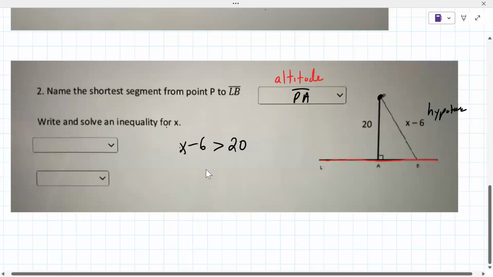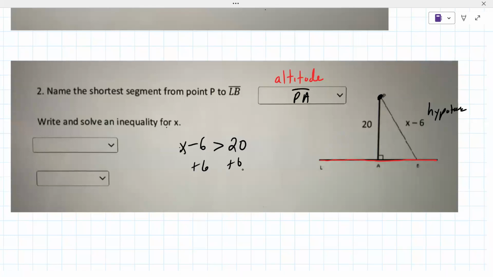And so to solve this, you're just going to move this to the other side by adding 6 to both sides. 26. Yeah. So X is greater than 26. Hopefully that's there in the drop downs.